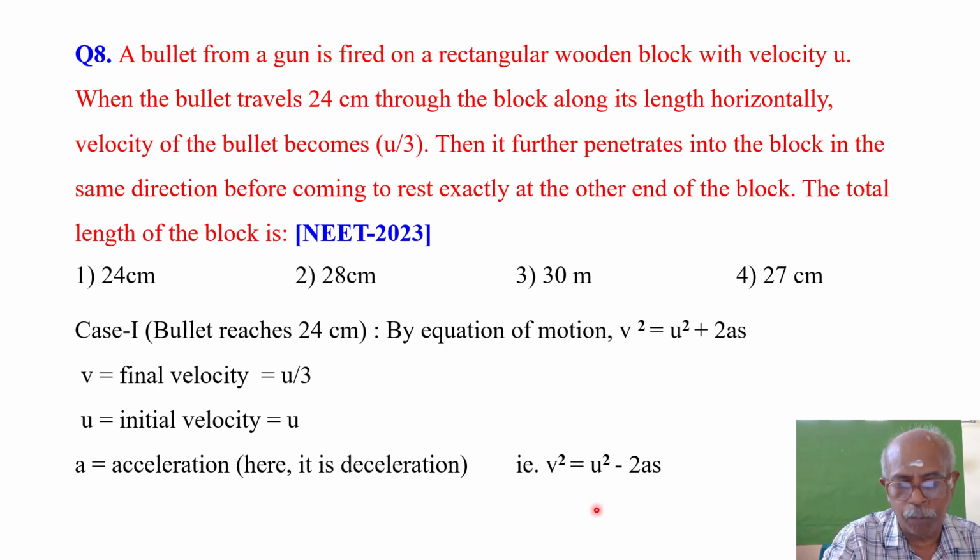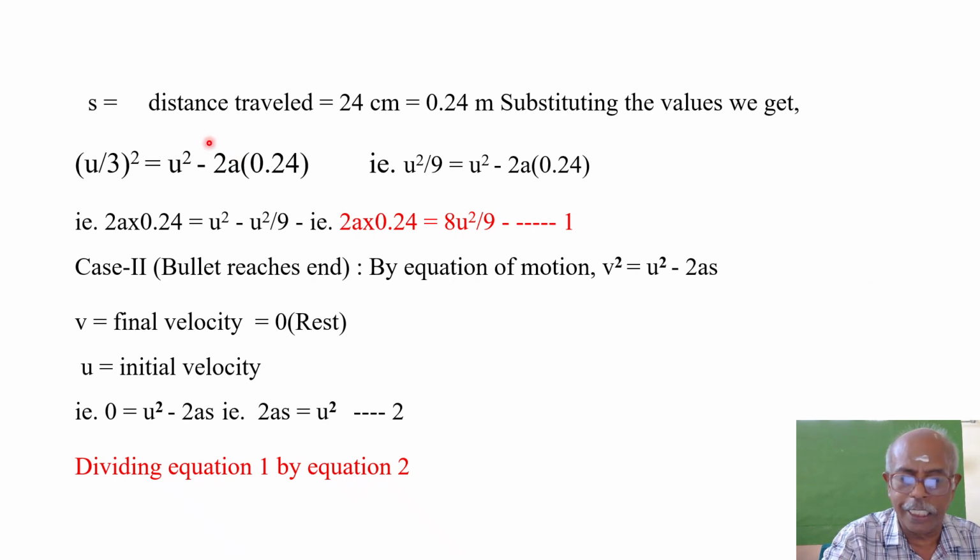Now we can substitute the values in this equation. s is the distance traveled, that is 24 centimeter, which in SI units is 0.24 meter. So substituting the values, v square means u by 3 the whole square, the final velocity being u by 3, is equal to u square, the initial velocity, minus 2 into a into s. What is s? The distance, that is 0.24 meter in SI units. So u by 3 the whole square means u square by 9, since 3 square is 9, and it is equal to u square minus 2a into 0.24.